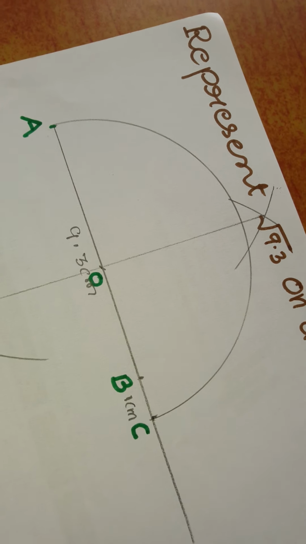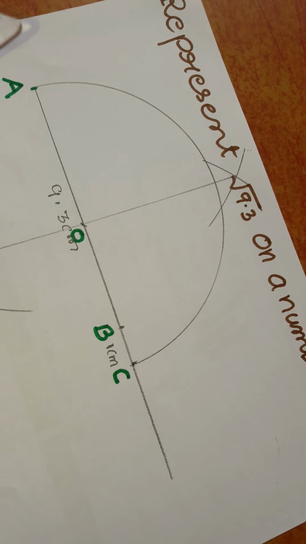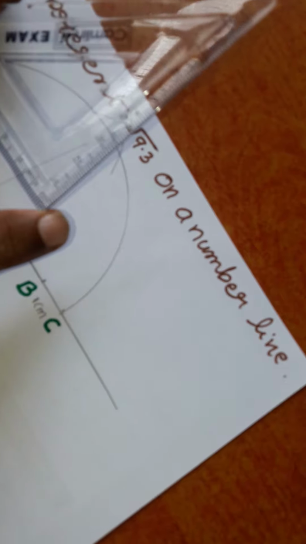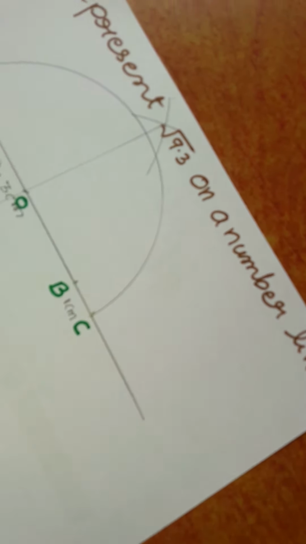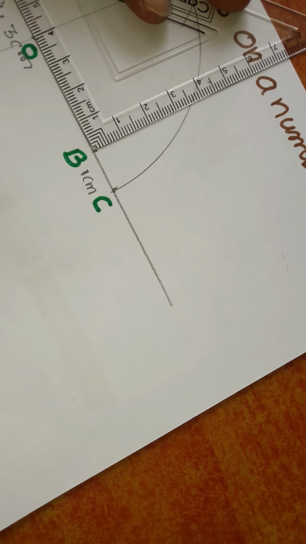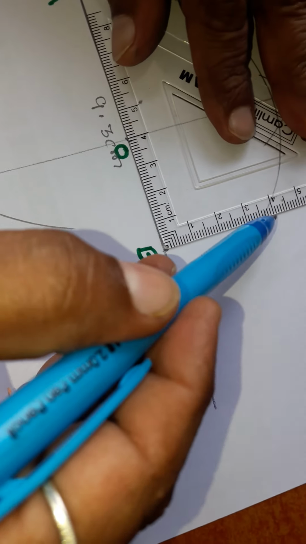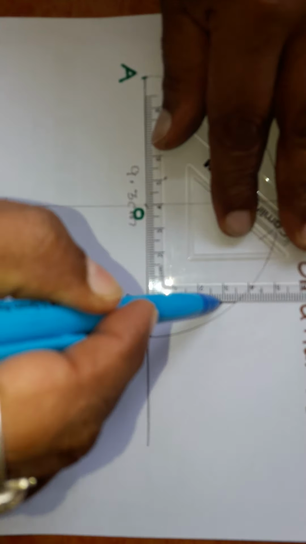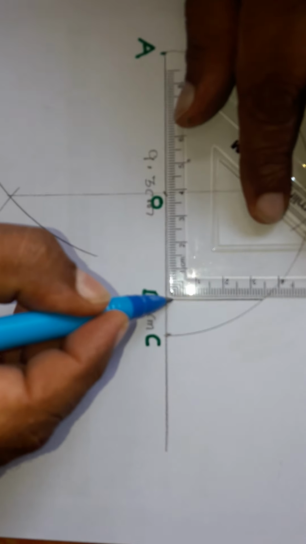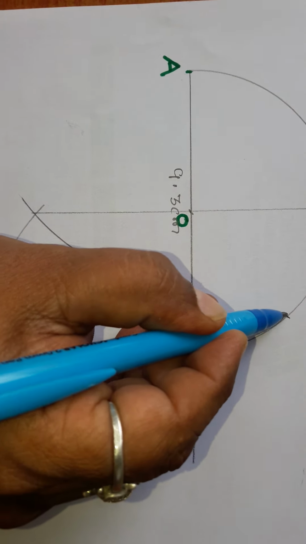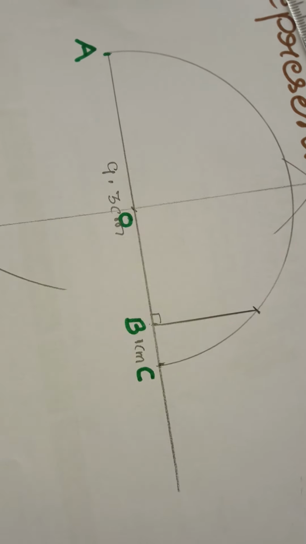Okay. Now take out the set square. You know that set square is having a 90-degree corner. The purpose why you use the set square is to draw a perpendicular line. So slide this set square along the line so that it touches the point B. From the point B, draw a perpendicular line. So this perpendicular line intersects the semicircle at this point. Call this point as D.